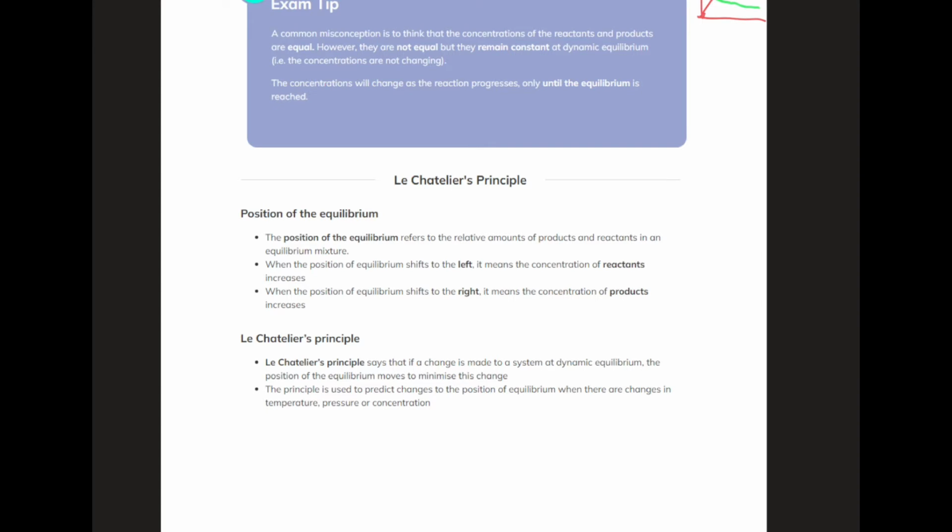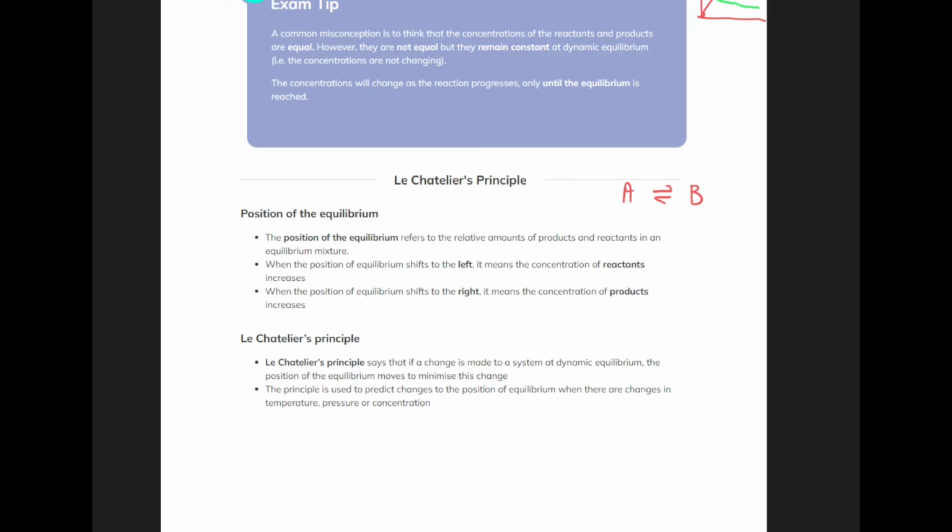For example, let's say I have A which reacts and becomes B. If I have more product than reactants, then the position of the equilibrium is to the right. If during equilibrium I have more reactants compared to products, then I say that the position of the equilibrium is to the left. So it depends on the relative amount. You have to compare between this and this. Whichever is more, that means the position is at that side.